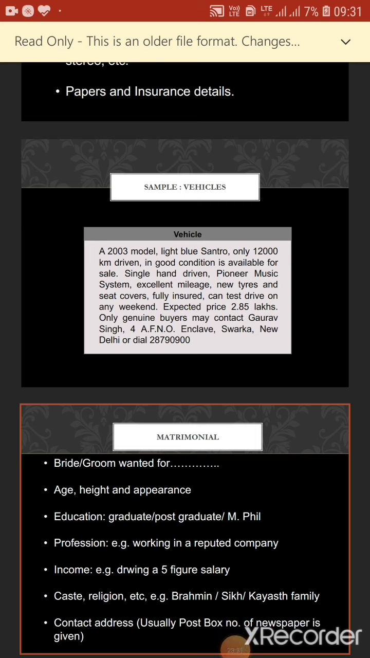Sample for vehicles. A 2000 vehicle, you may write at the top. You may also write for sale or for purchase, whatever the purpose of writing this advertisement is, that could be written at the top.